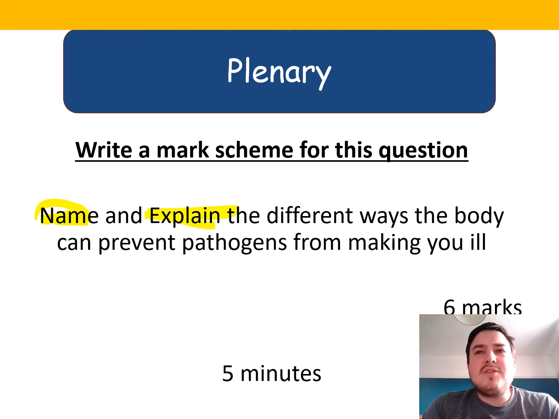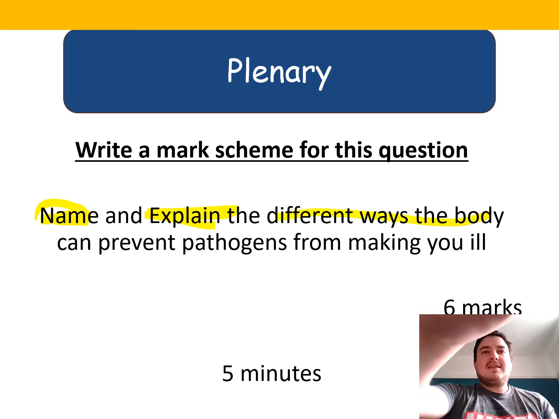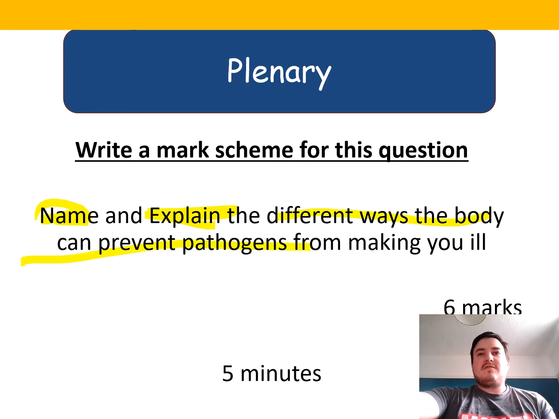Now, knowing what those words mean is obviously the most important thing for you here. So first of all, just name some is a very obvious one, and then explain how they work. We have been through that in today's lesson. You can look back through your notes, but I want you to have a go at writing a 6-mark answer for me, please. Once we've done that, once you've found the command words, we've got to find out exactly what it is we're naming and explaining. So the different ways the body can prevent pathogens from making you ill.